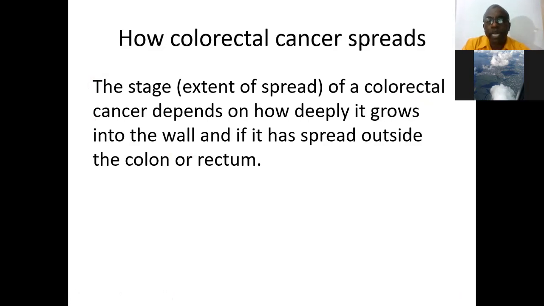So the stage and the extent of the colorectal cancer spread depends on how deeply it grows into the wall, and if it has spread outside the colon. If it has enough time undetected, then it will spread. Nothing will prevent it.